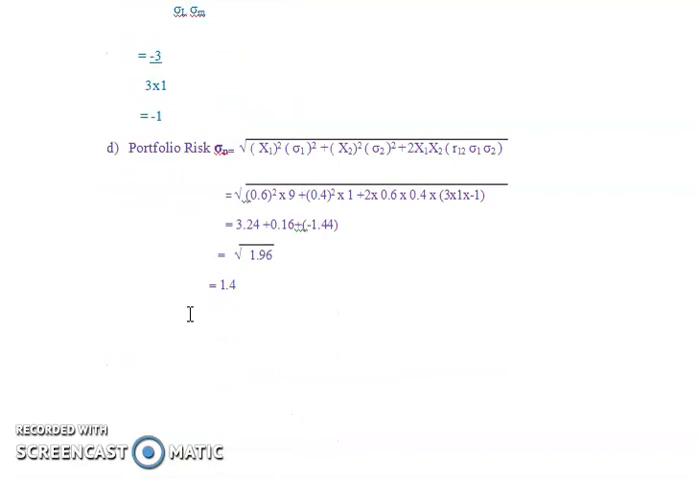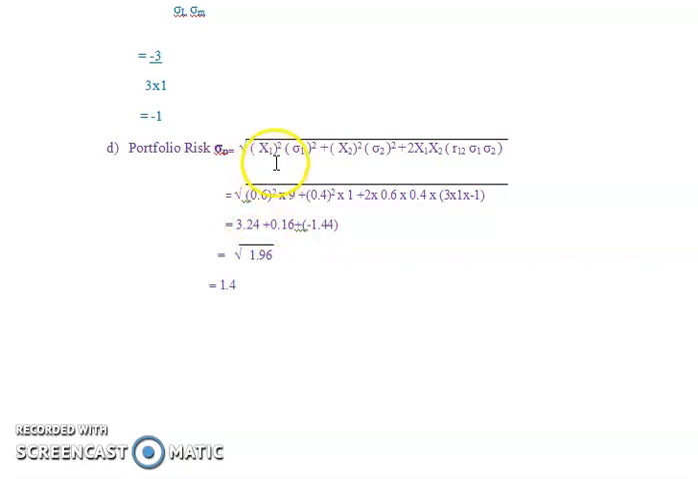Like that, we have to calculate D. The question is, what is the portfolio risk of a portfolio made up of 60% of L and 40% of M? Portfolio risk, standard deviation P, is equal to the square root of x1 whole square into standard deviation 1 whole square, plus x2 whole square into standard deviation 2 whole square, plus 2 x1 into x2 into bracket r12 into standard deviation 1 into standard deviation 2. We have to put in all the values.